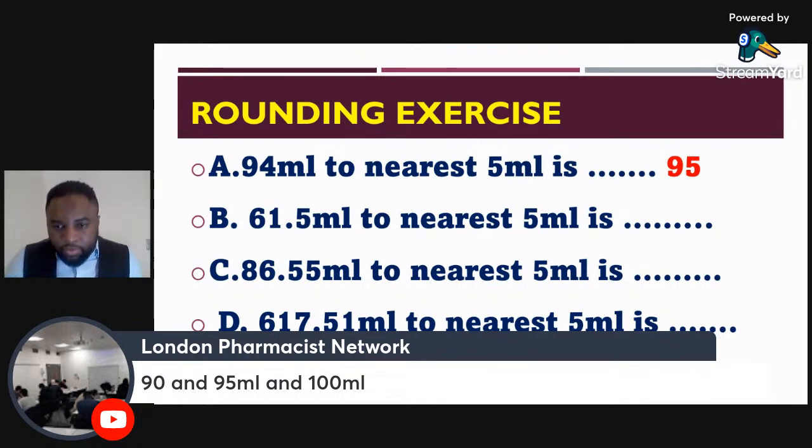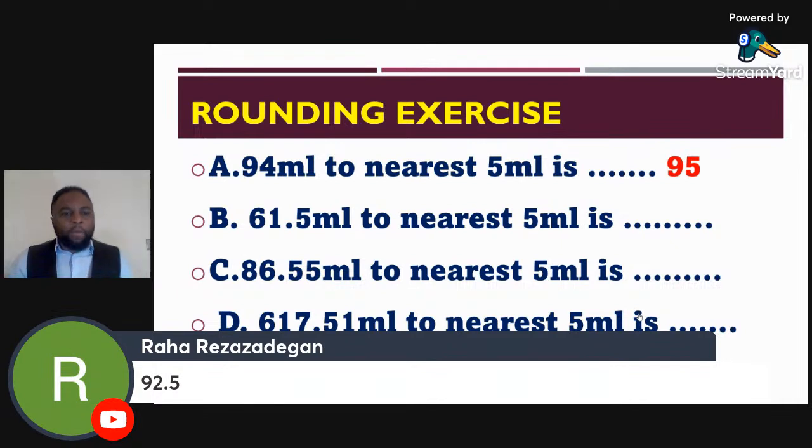So let's look. The halfway point between 90 and 95 is 92.5. Fantastic. 92.5 is the halfway point. So if I drop a knife between 90 and 95, it's going to fall on 92.5. Very good. My number is 94. You see, my number is above the halfway point.